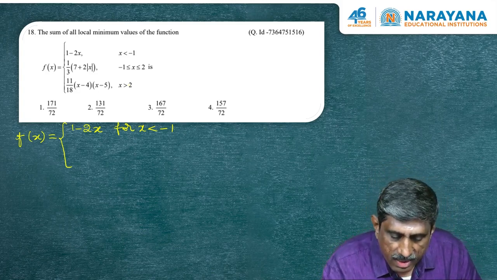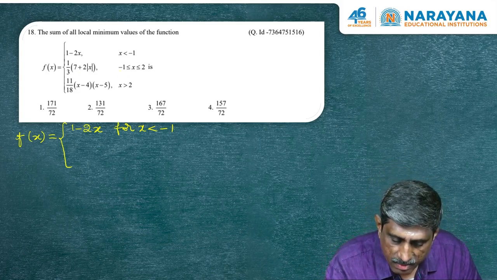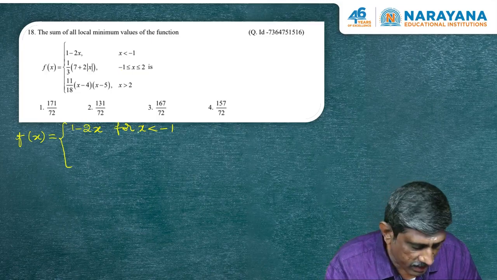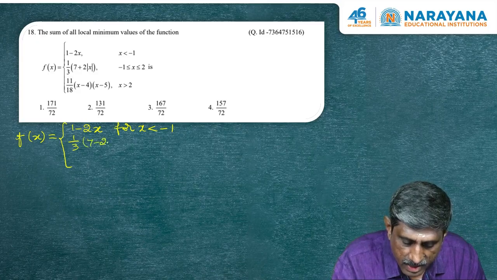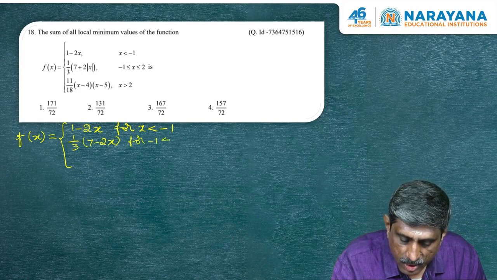In between minus 1 to 0, modulus of x is going to become negative, which is 1 by 3 times of 7 minus 2x for minus 1 less than or equal to x less than 0.